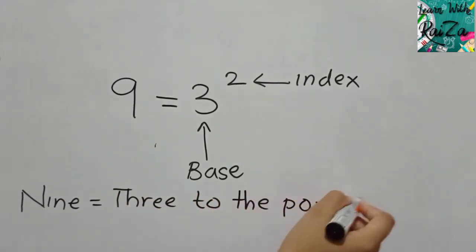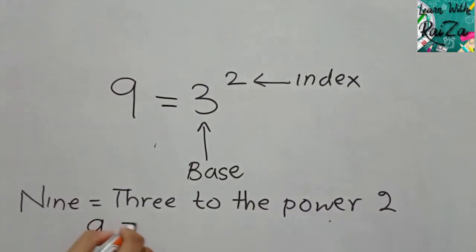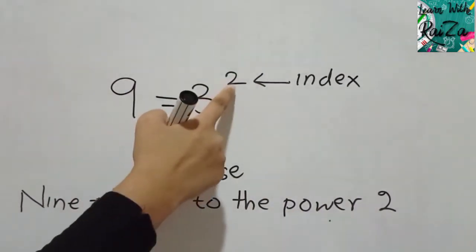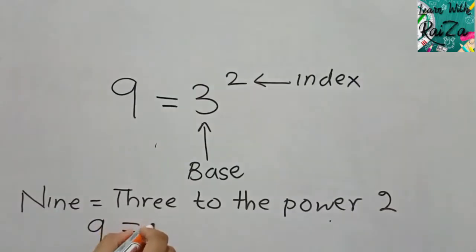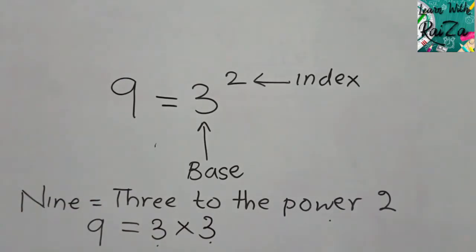power 2. So this power 2 means, if I expand it and write down, 9 is equal to 3 to the power 2 means 3 is written twice. 3 times 3 is giving 9. So this is the index and this is the base.